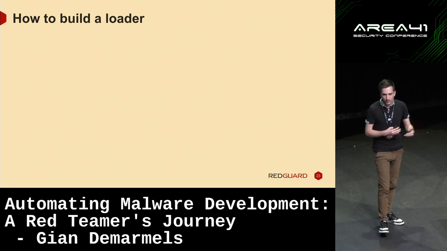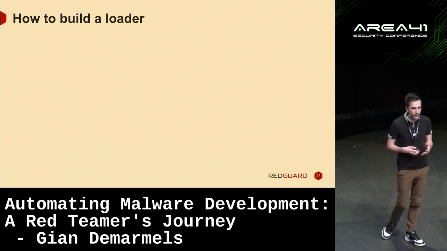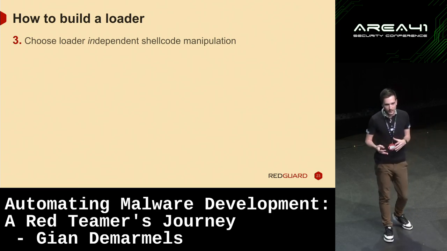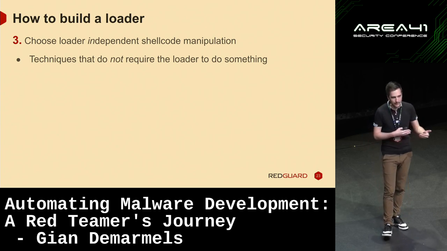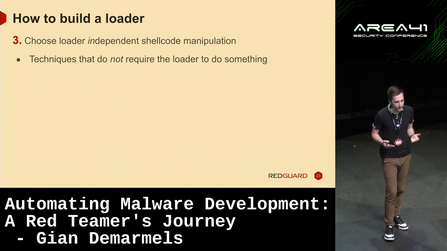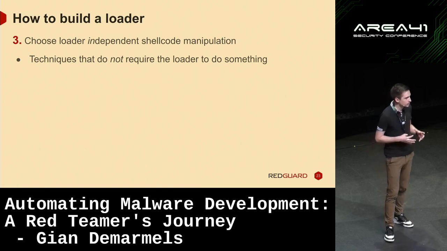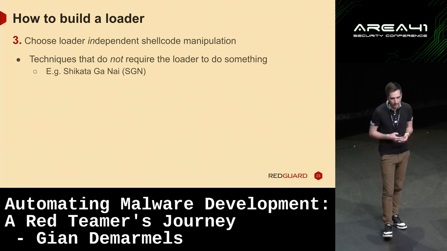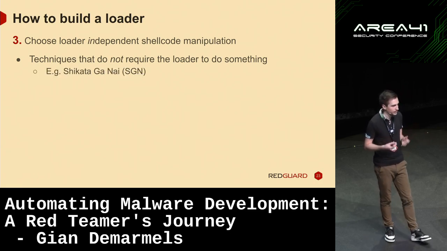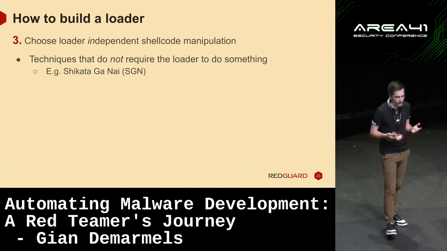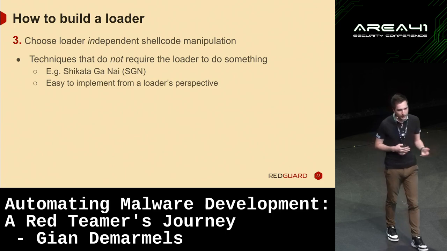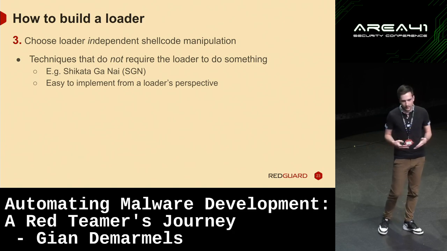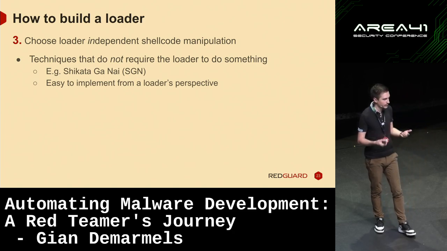In the next step, we are looking a bit closer at the shellcode, where we have two options to manipulate it. We have shellcode independent manipulation techniques, which is essentially a technique that the loader does not need to take care of. So the loader is not required to do anything with it. The most popular example is Shikata Ga Nai, which is still going strong, and which Sliver, for example, still uses by default nowadays. These are quite easy to implement, as the loader only needs to make sure that the right memory permissions are set when executing.